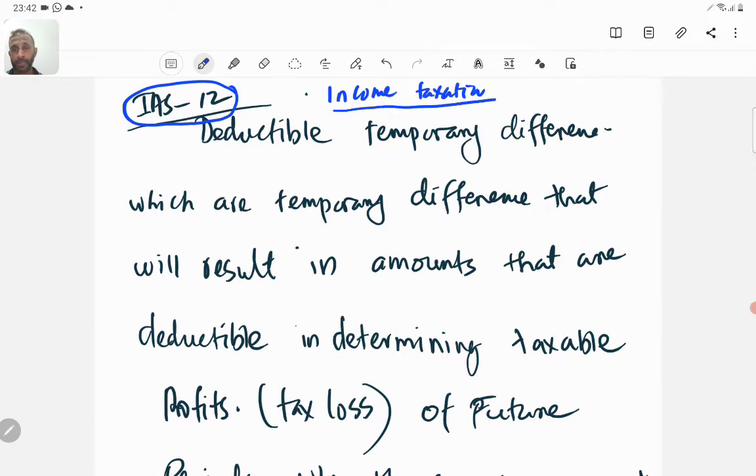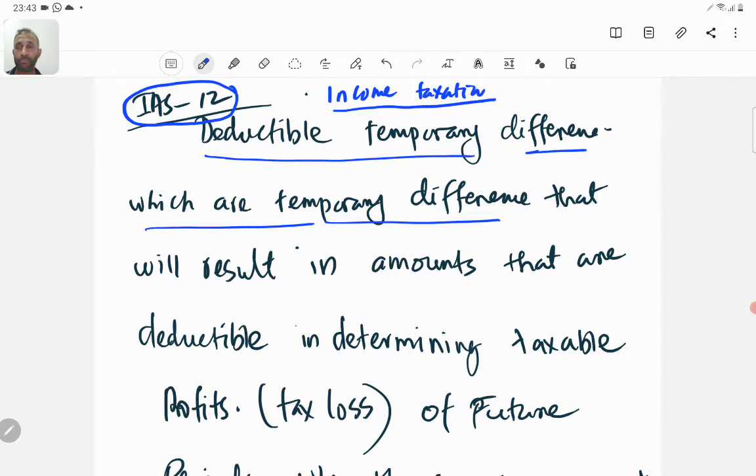Accounting for income taxation is actually a bit of a vast area. I'm doing these videos in bits and pieces. Today I plan to talk about one important area where most students find it a little bit difficult to understand. There's something called deductible temporary difference, which are temporary differences.